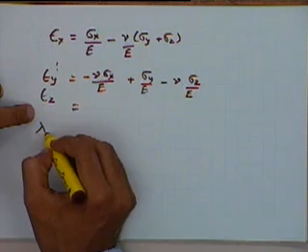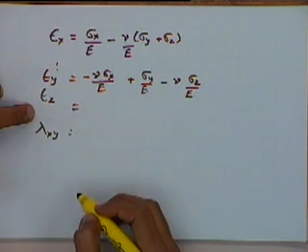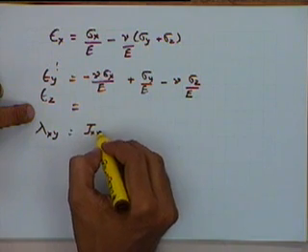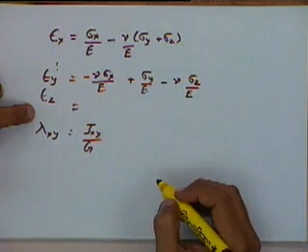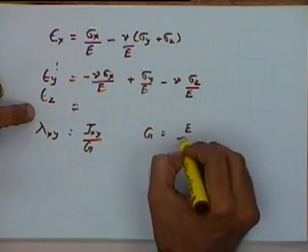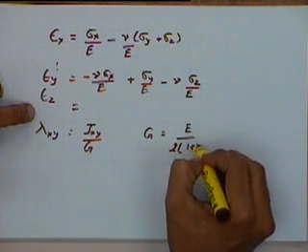If you consider gamma xy, gamma xy will be tau xy divided by G, where we can show that G is equal to E divided by 2 into 1 plus nu.